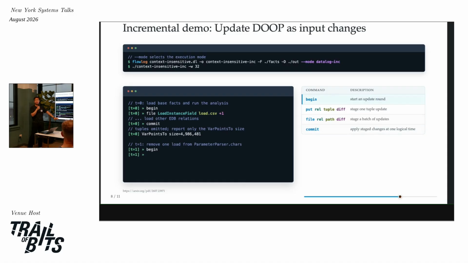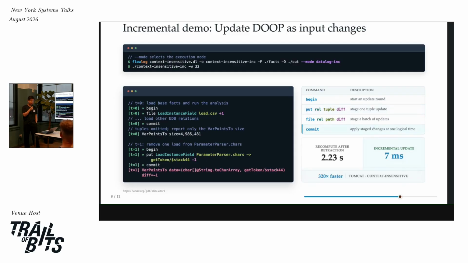And Flowlog will tell you this tuple is deleted from the output, by the difference being -1. This incremental update takes only about 7 milliseconds, while if you compute from scratch, it will take about 2.23 seconds. In total, it's about 320 times faster.